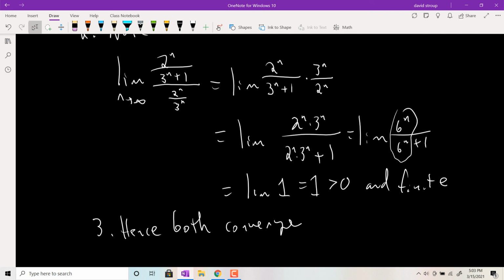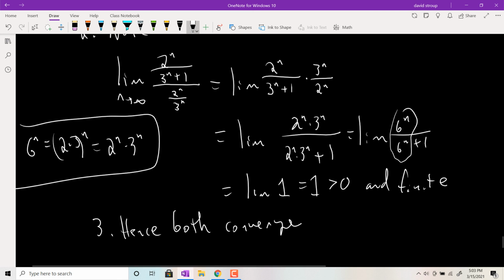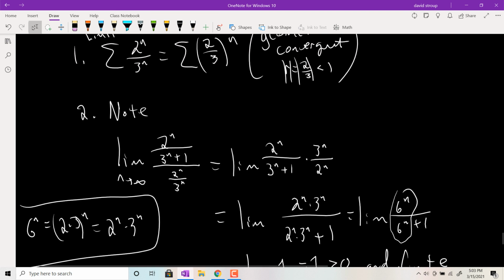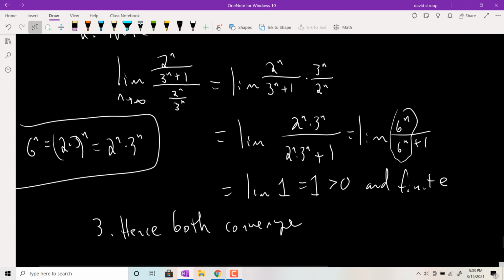Okay. So that's true, right? 6 to the n is also equal to 2 times 3 to the n, and that's equal to 2 to the n times 3 to the n. Okay, yeah, so that's true. And then, yeah. Okay, so hopefully that will get you through the homework.